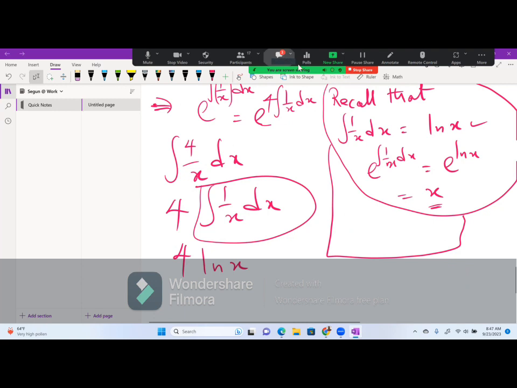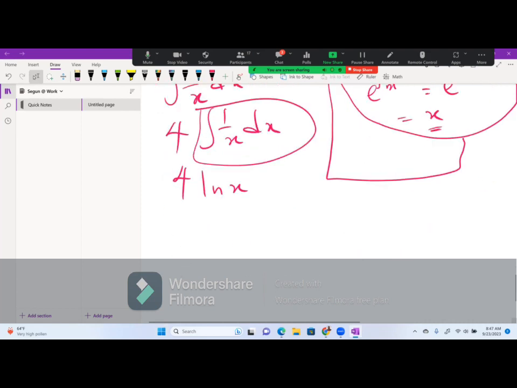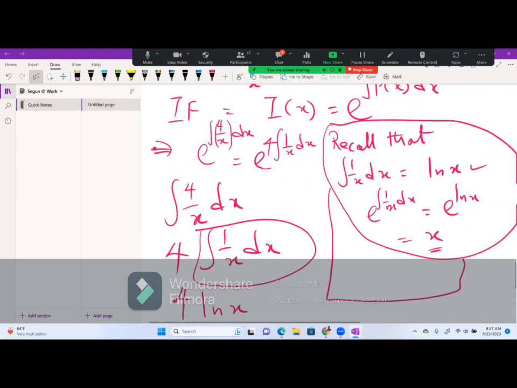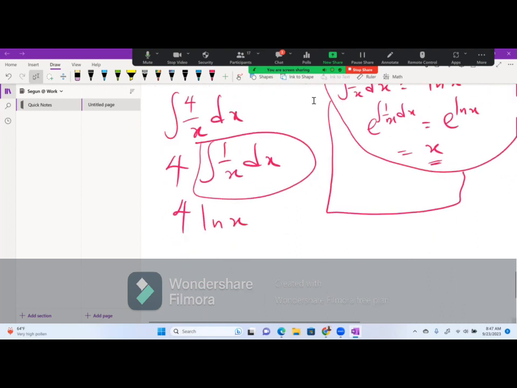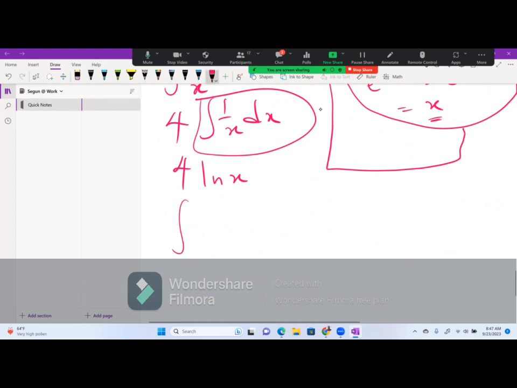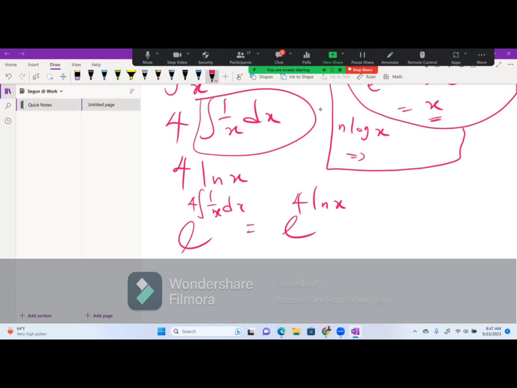Okay, sir. Thank you, sir. Okay. Now, I'll go back to it by saying that once you have that, we have exponential integral of 4 over x dx. It's going to be exponential of 4 times integral of 1 over x dx, which is equal to exponential 4 ln x. Do you recall that n log x is the same thing as log x raised to power n? Do you agree with me?